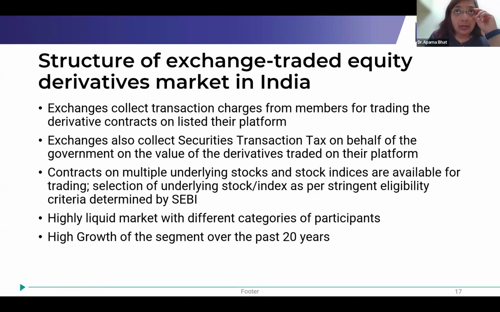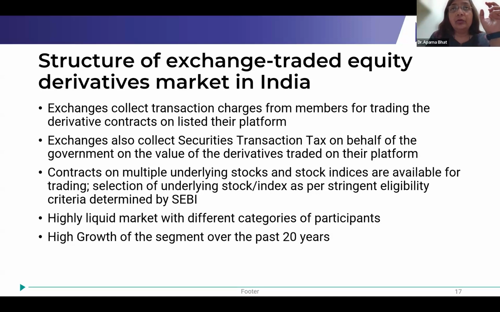Now, in the equity derivative segment, derivative contracts are available on multiple stocks. I think somewhere around 200 or so, 200 odd stocks are eligible for trading in the derivative segment, and also stock indices like Nifty, Sensex, Bank Nifty, Bankex. All these are stock indices on which derivatives trading is possible.